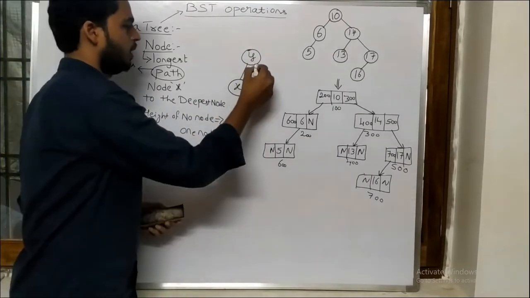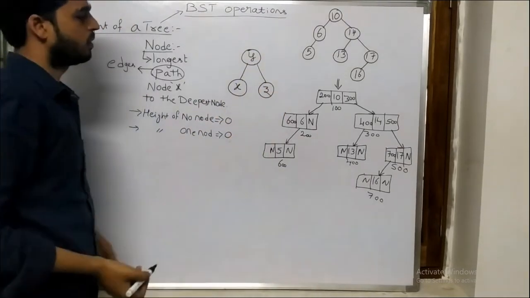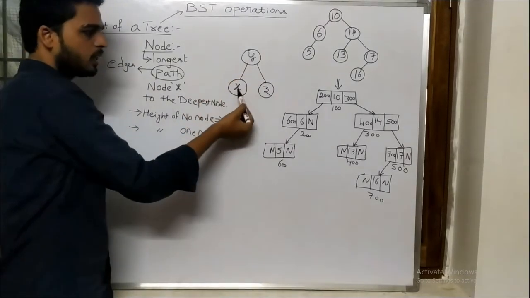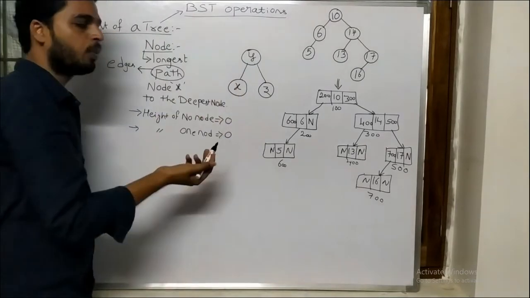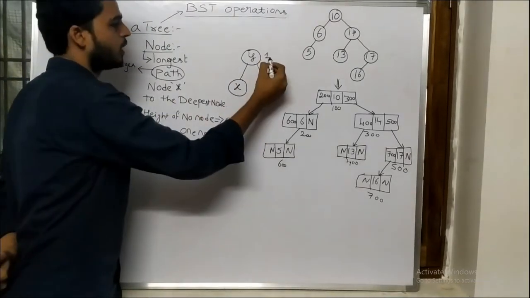For example, I am writing like this. Right? So how many paths are there for y? There are 2 paths for y. Among those 2 paths, you have to take the longest path. Which is the longest path? Both are the same, right? So height is 1.